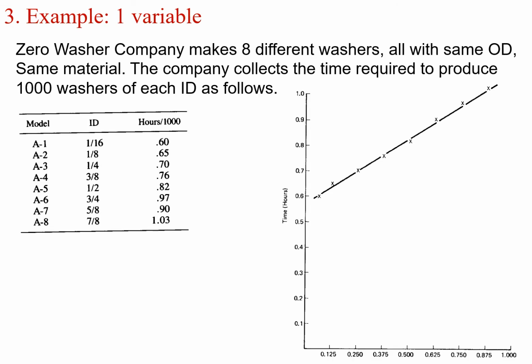A washer company makes 8 different washers, all with the same outside diameter and the same material. The company collects the time required to produce 1,000 washers for each internal diameter as follows. If we plot standard time required Y against internal diameter, ID, we get something pretty close to a straight line.